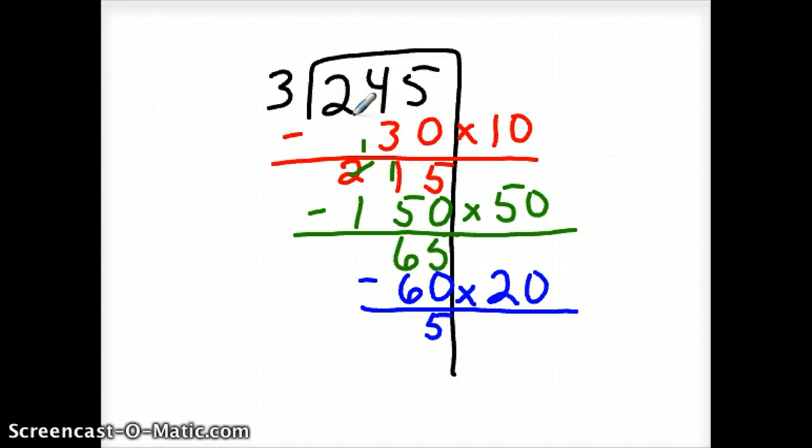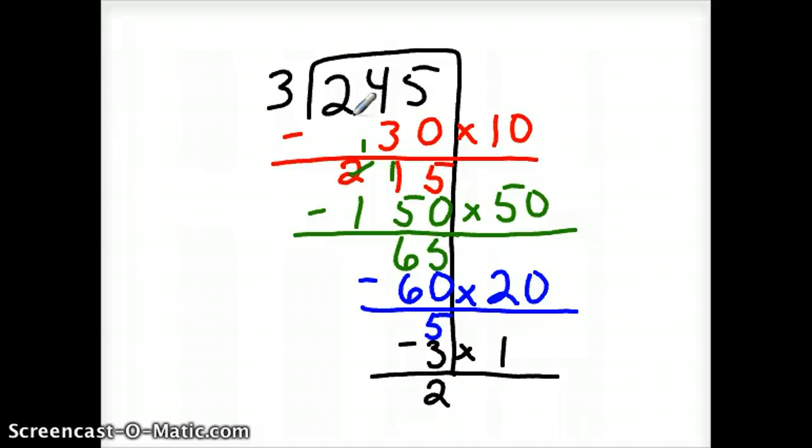Now I see that I can't do 10 more groups of 3 or 20 or 50, but I can still do at least one more group, and one group of 3 is going to get me 3, and so I can take those 3 out, and I'm left with 2. Now I don't have enough left to take another group of 3, so I'm left with a remainder of 2, or 2 left over. But I still need to figure out how many groups of 3 I took out altogether.